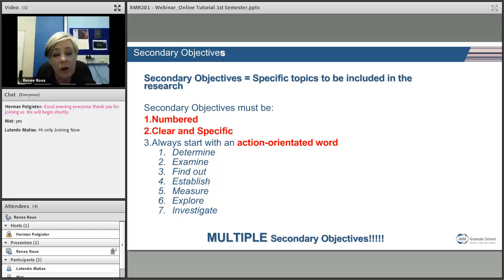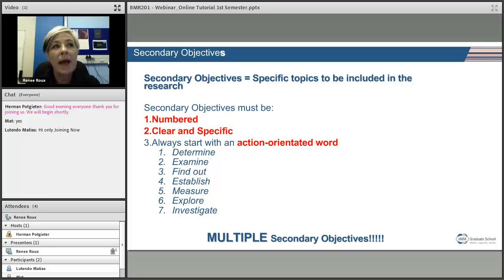Then there are the secondary objectives. And remember, you will see I've highlighted the S. It is objectives. You will always have multiple objectives. You will never ever have only one secondary objective. And the difference between the two is your primary objective is the main reason why you're doing research. Secondary objectives are all the topics that you want to include in the research.